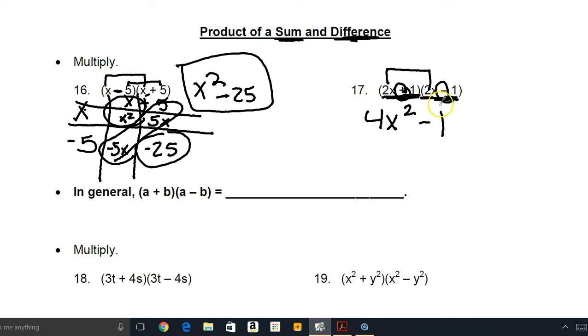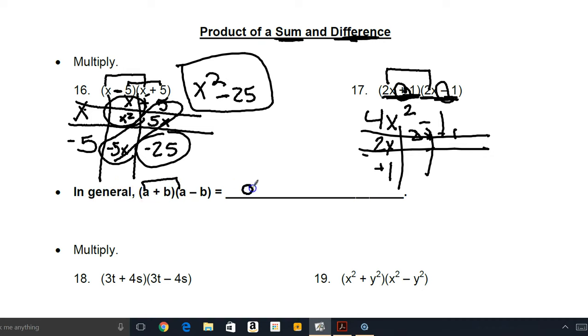But if that doesn't make sense to you, then just continue writing it vertical and writing it horizontal. Put your lines and multiply. So it'll work the same way. In general, we can say a squared minus b squared. Alright. Now some practice problems.